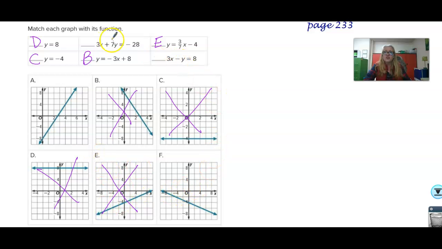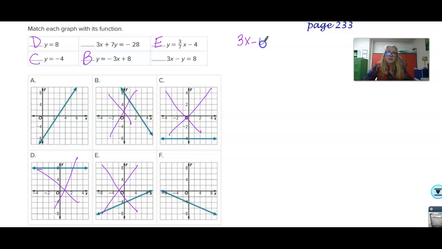So now we're down to the two that are not in slope-intercept form. All right, we can put them in slope-intercept form. So we can find out at least which one's got a negative slope, it goes downhill, and this one's got a positive slope. We just need to know which one's got positive or negative slope.